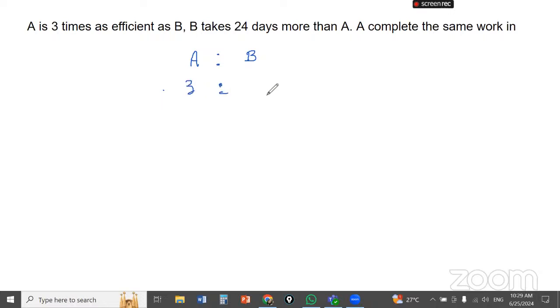So A is to B, efficiency is in the ratio 3 is to 1. Then time will be the inverse. Time ratio is 1 is to 3. They have given that B takes 24 days more. Why did most of you get the answer as 8? You took the work done by B as 24, so 3 times 8 is 24, 1 times 8. No, it is not like that. 24 is not the work done by B. 24 is the difference. B takes 24 days more than A. When you subtract the days taken by B and A, you get 24.